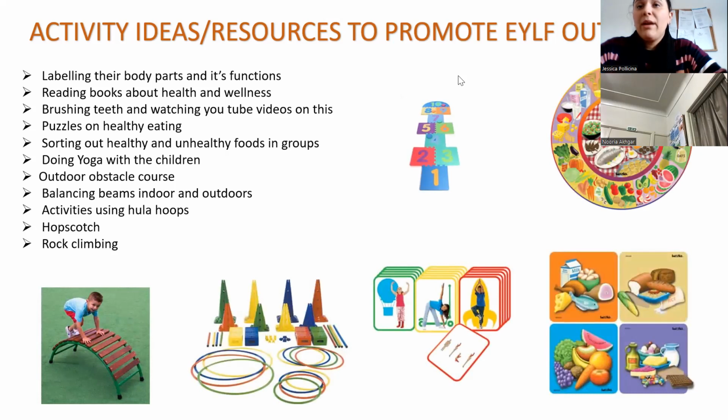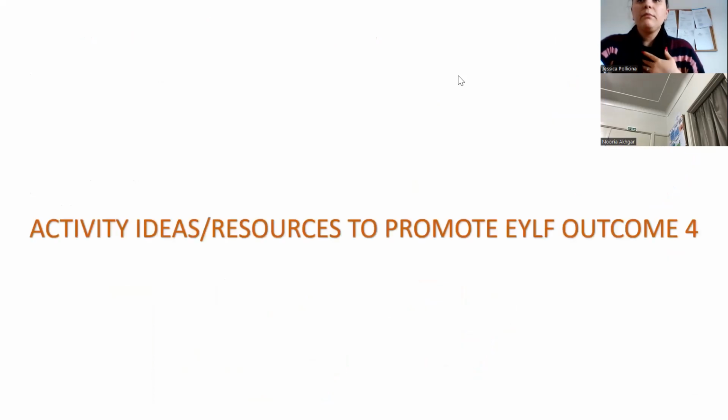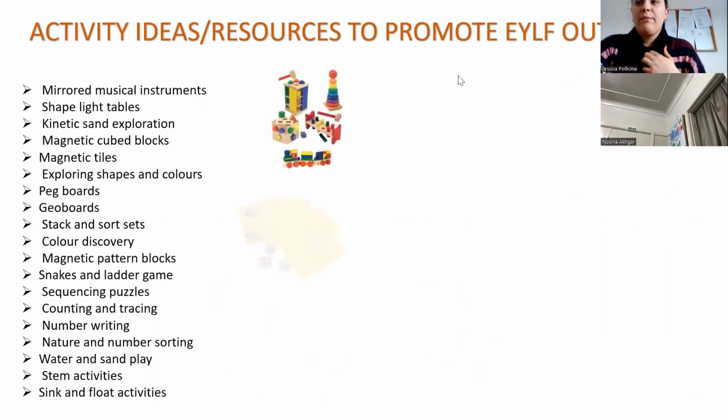So activity ideas and resources to promote outcome 3. You could label body parts and their functions. You can read books about health and wellness. You can look at brushing teeth, how to brush teeth, the importance of dental and oral hygiene. You can have puzzles on healthy eating, activities on sorting healthy and unhealthy food in groups, doing yoga and yoga movement cards with the children, any indoor and outdoor obstacle courses, balancing beams, using hula hoops, hopscotch, rock climbing, anything that's looking at their fine and gross motor movements. Then activities and resources to promote outcome 4.